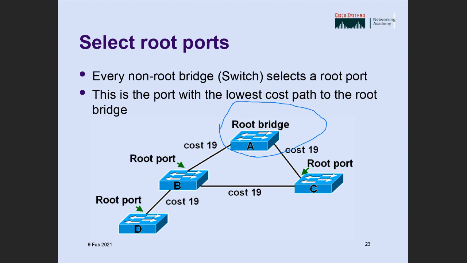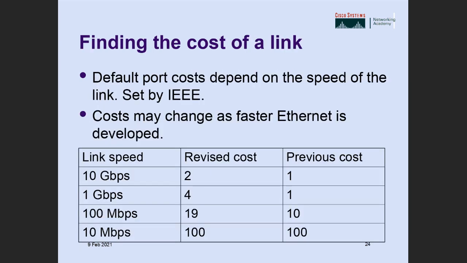So every switch that's not a root bridge, in this case B, C, and D, needs to select the best path back to the root. That's the lowest cost path back to the root bridge. They're going to choose that based upon how fast the Ethernet connection between them is. For example, a gigabit Ethernet connection is a more attractive path than maybe a fast Ethernet connection. So this cost is based upon the speed.